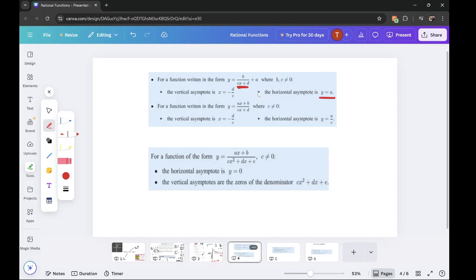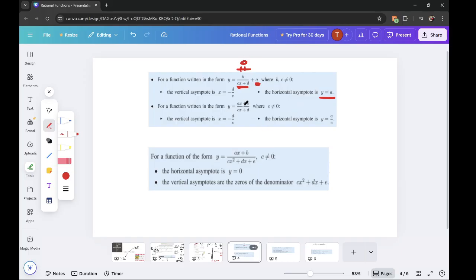This is because even if this value becomes 0, there will always be this plus a over here, and that means that you will never ever get that value. This value over here, b over cx plus d, will never ever be equal to 0. And even if you add a to that, it's going to be a different value from a. So that means you can never obtain a in the y value.